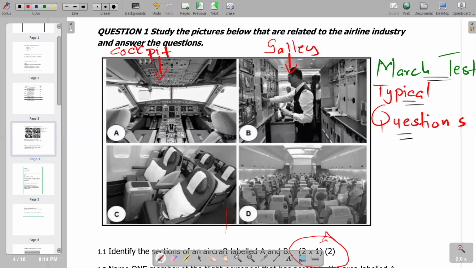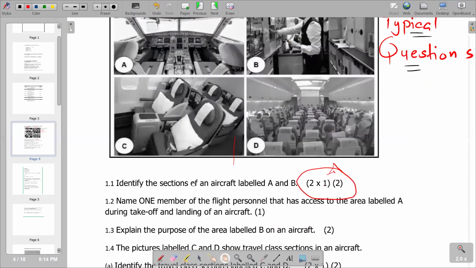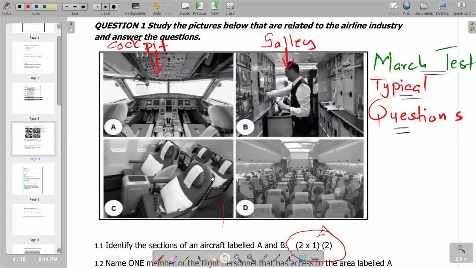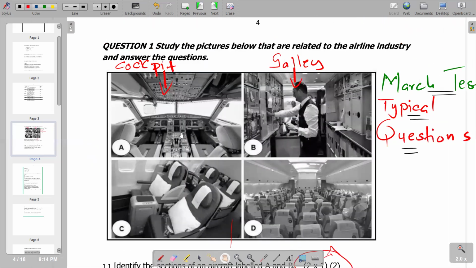So going to the next question. Our next question is, name one member of the flight personnel that has access to the area labeled A during takeoff and landing of an aircraft. The question has 1 mark. In the area labeled A, that's where we have the instruments that are going to control the aircraft. So obviously, we are going to see the pilots being there.